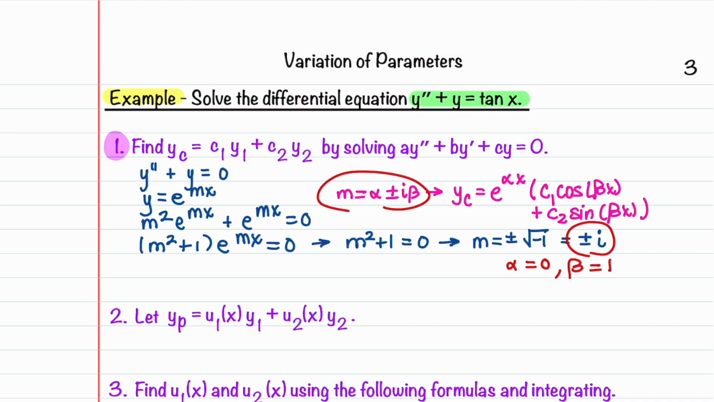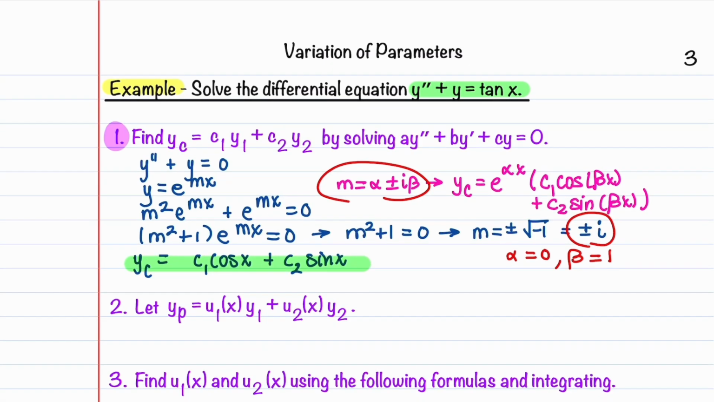Now let's write down our solution. Our y sub c is e to the 0 times x, so that's just 1. And then we have c1 cosine beta x. Beta is 1, so that's just cosine x, plus c2 sine x. And I guess we really don't even need those parentheses, so I'm going to go ahead and erase them. And there's our homogeneous solution.